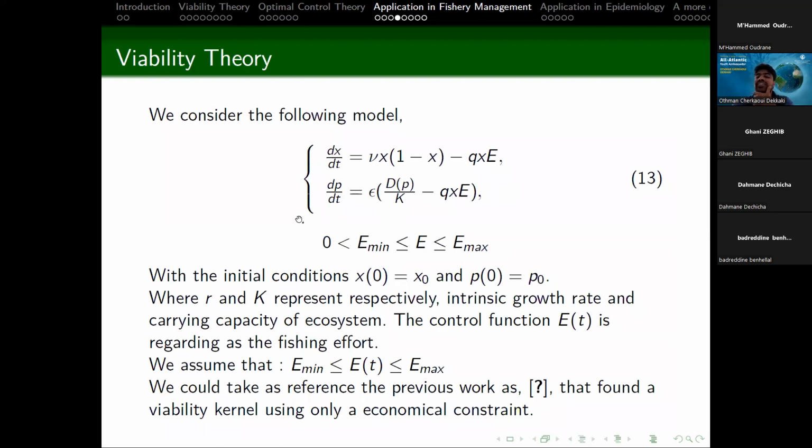Now let's have a second state variable, and this variable should be called the price of the stock level, meaning how much you'll be selling this fish stock to the people. And the price dynamic is the difference between demand and offer. You have the demand, dependent on the price, minus the offer, meaning how much we take, how much we fish, which is QXE.